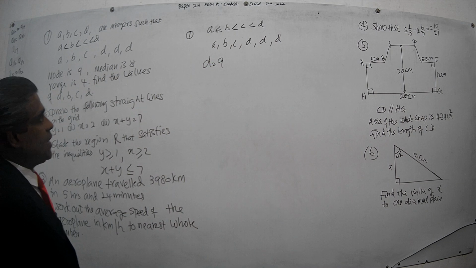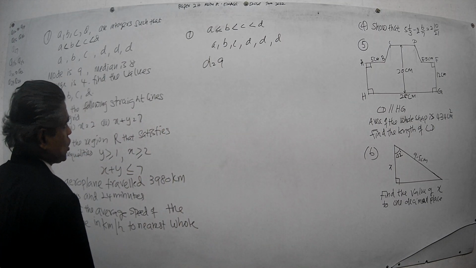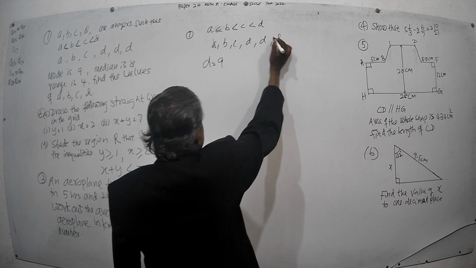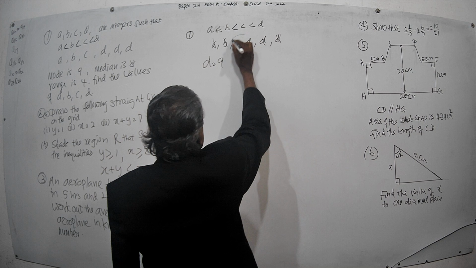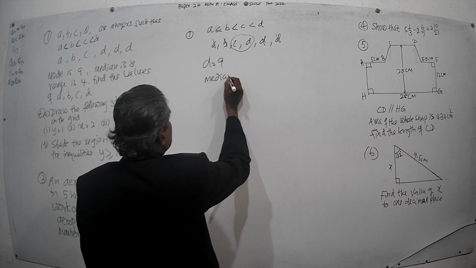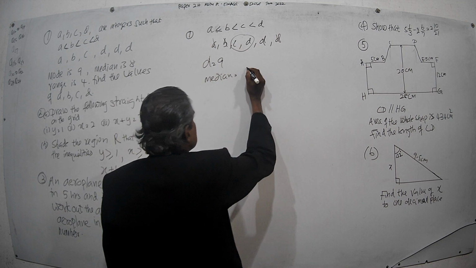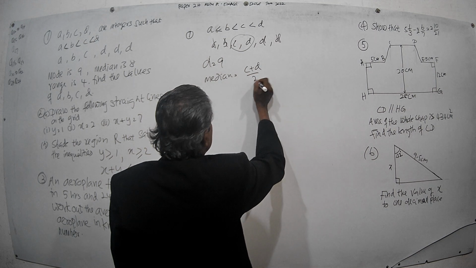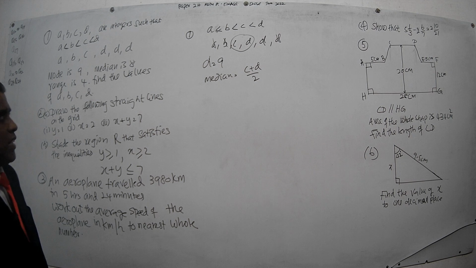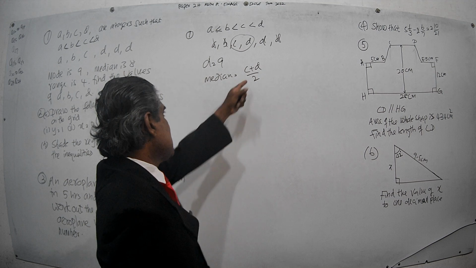Next, they say the median is 8. The median is the middle value, in the middle position. Cancelling from both ends, there are 2 middle values. Then how do you find the median? When you get 2 middle values, you add the 2 middle values and divide by 2. That is how we get the median when there are 2 terms in the middle position.